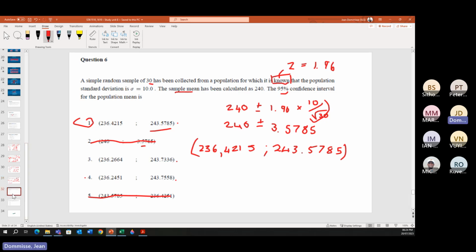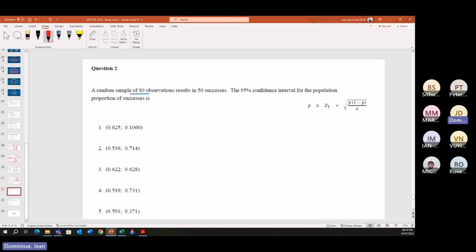Hopefully the last two is on proportions. So proportion, I've already added the formula. You have the formula, will have it in front of you. So again, please don't learn the formulas.